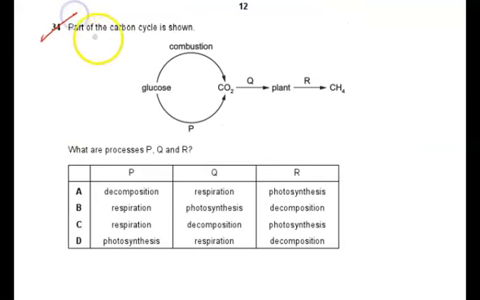Okay, 34. Part of the carbon cycle is shown. What are the processes P, Q, R?